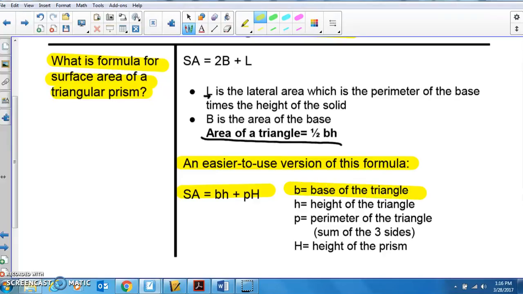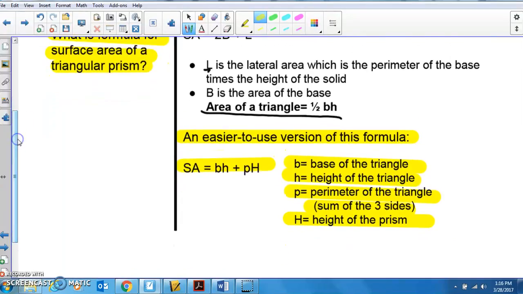Lowercase b represents the base of the triangle. I'm referring to the base of that particular triangle, and h is the height of that triangle. The P represents the perimeter of the triangle, so we're adding the 3 sides, and the H represents the height of the prism. So we're going to take this step by step as we go through the next several slides. Don't skip the formulas. The more you do with the formulas, the more you're going to learn them.